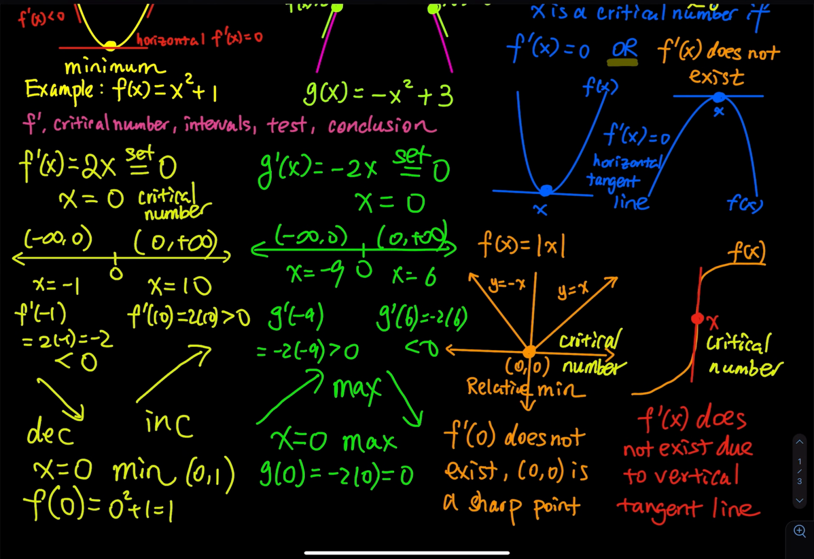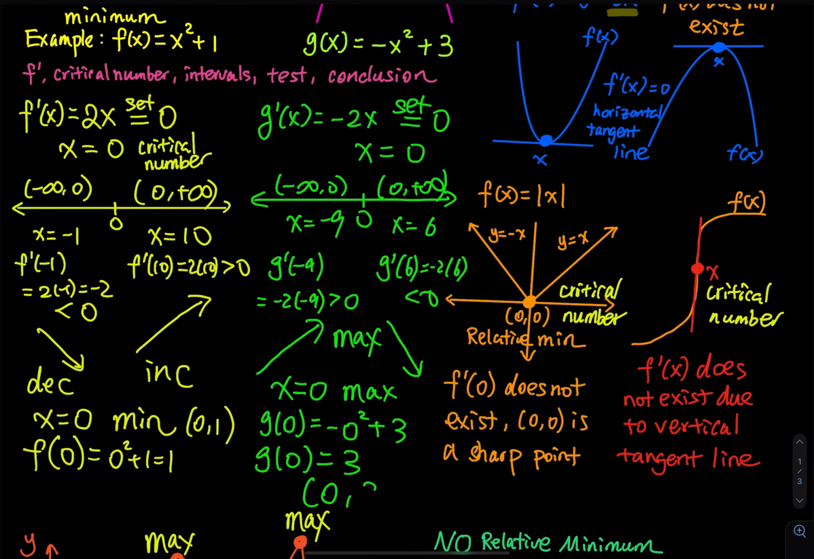Negative 0 squared plus 3, sorry, original function, right? So g of 0 is equal to 3. So we have 0 comma 3. So remember this, we have an upside down parabola, shifted 3 units up. So this is my maximum. And then the other one, we have 0 comma 1. Remember this, we have a parabola that opens up and the vertex is shifted 1 unit up, and this is my minimum. All right, so that is the end of this video.